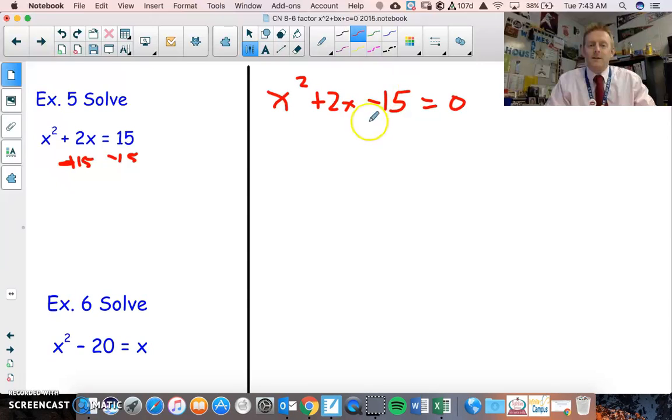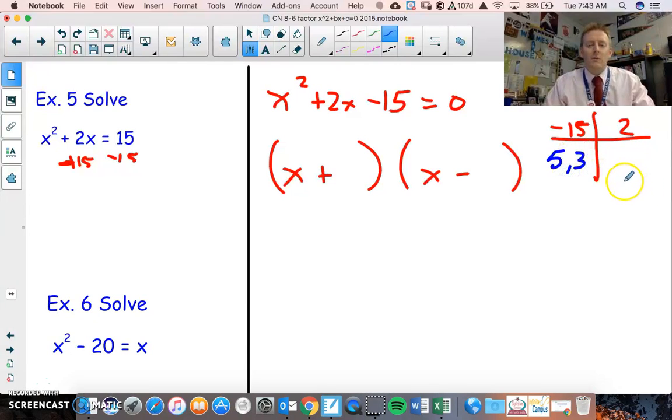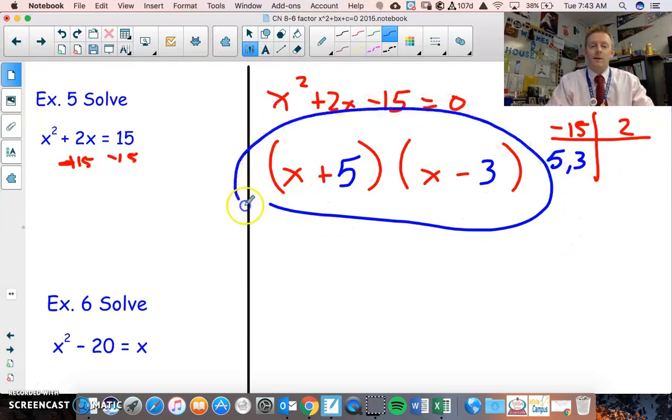Because this is a negative 15 in my t-chart, I want to multiply to be a negative 15 and then add to be a positive 2. So I know that I'm going to have this setup. Because this is negative, I'm going to have x plus something and x minus something. Now my job is just to find them. 5 and 3 are the only two numbers that are going to work for us. So we need to figure out which one has to be negative. To be a positive at the end, my bigger number 5 needs to be positive, and my smaller number 3 needs to be negative. And then there we go. That would be our work here.